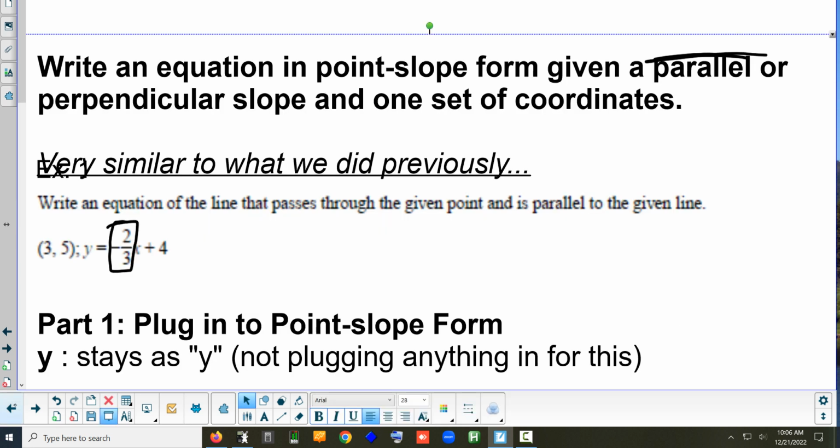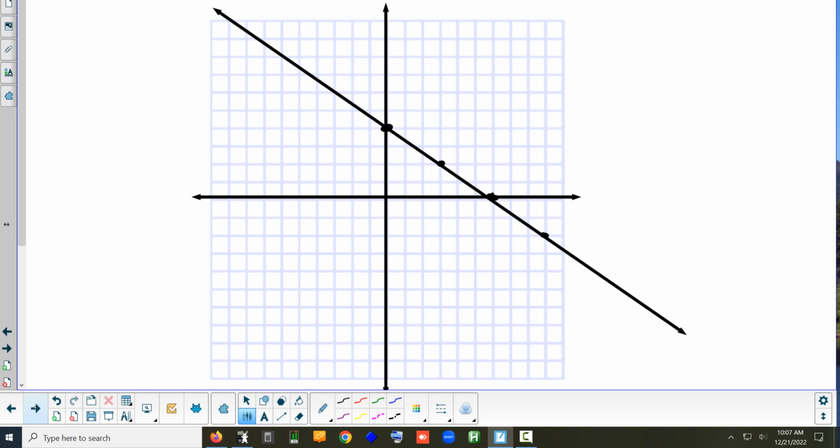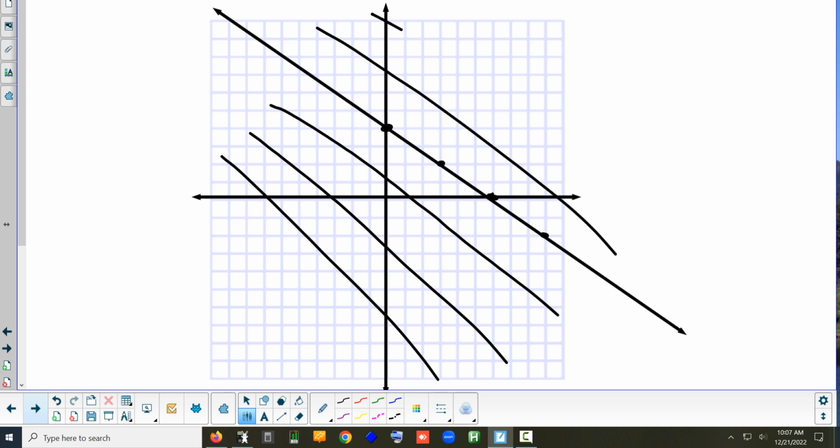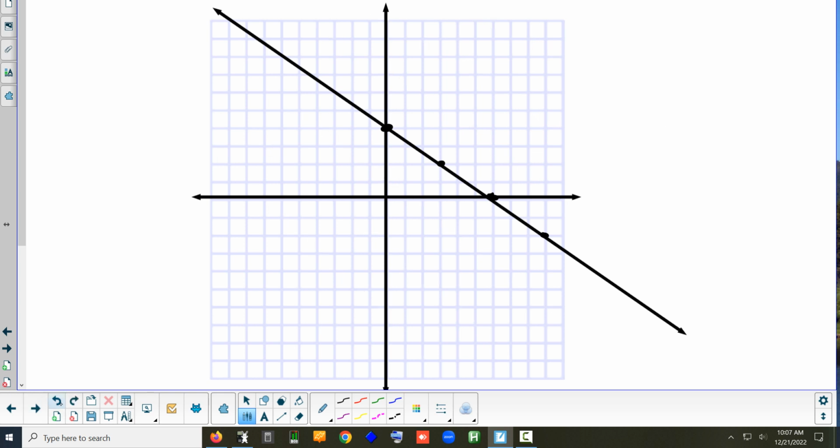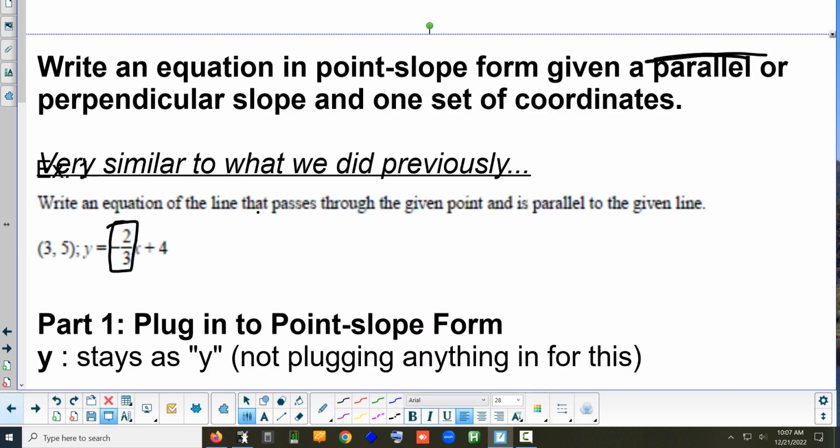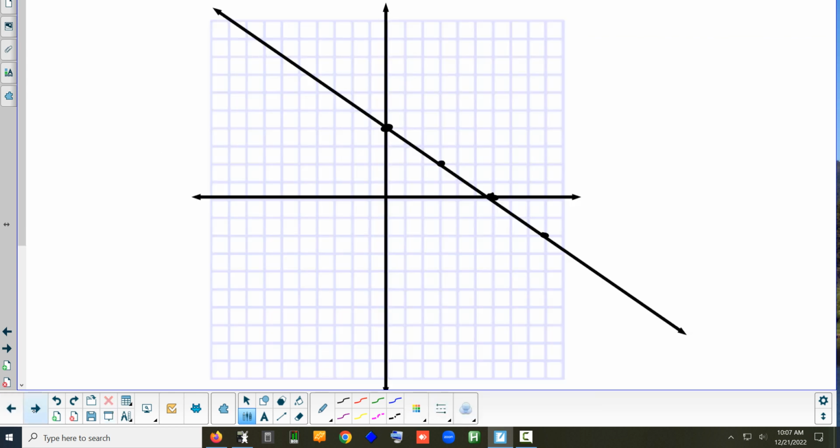What they're asking me to do is find another line that is parallel to that one. Now, there's a lot of lines that are parallel to that one. That one's parallel. That one's parallel. So is that one, that one, that one. But they want a specific one. They want the one that's parallel to that one and passes through the point they give me, the point 3, 5. So they want this one. 1, 2, 3, 1, 2, 3, 4, 5. They want the line that's parallel to that black one and passes through that red dot.